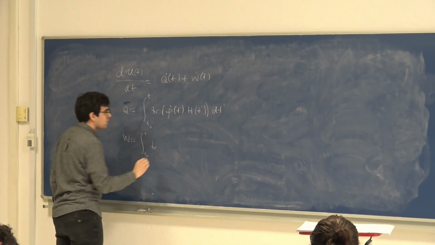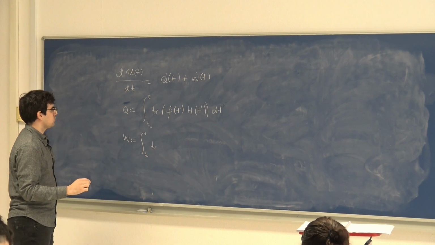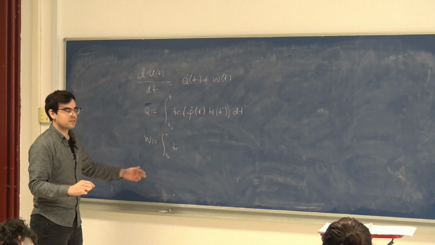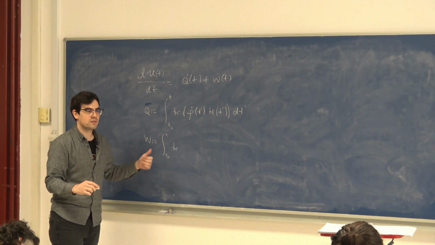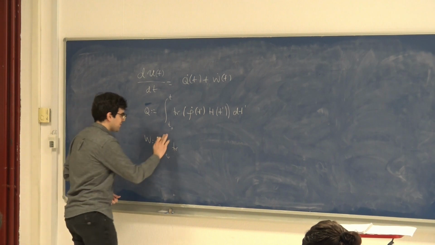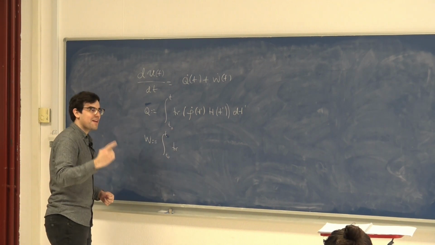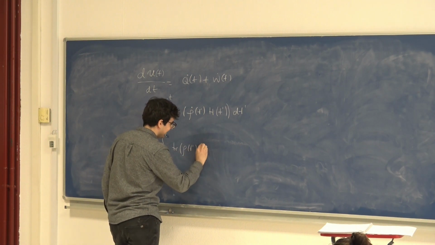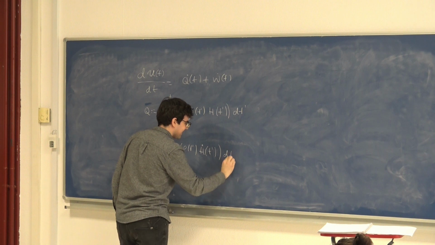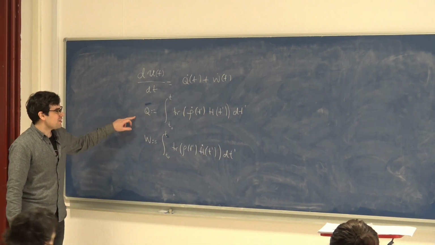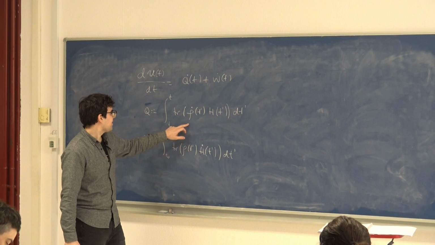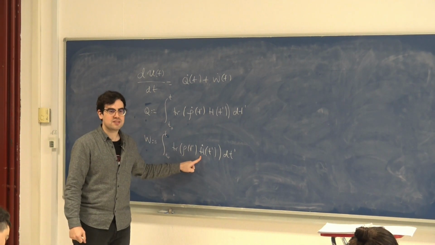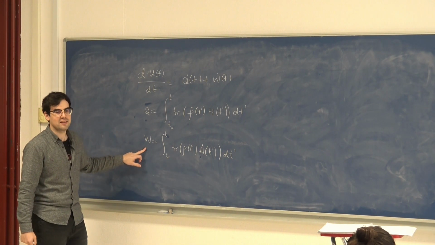Wait, wasn't it the opposite? Wasn't the work the one with the Hamiltonian and the heat the one with the jumps? No, the work is the change of the Hamiltonian. If your state is changing, you have the definition of your heat. Otherwise, if your Hamiltonian is changing, your spectrum, you have work there, right?